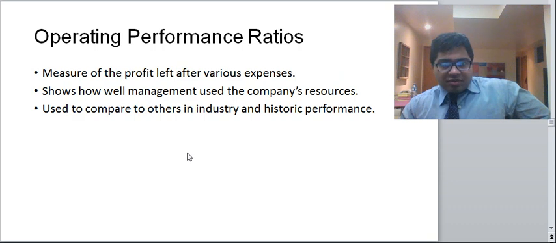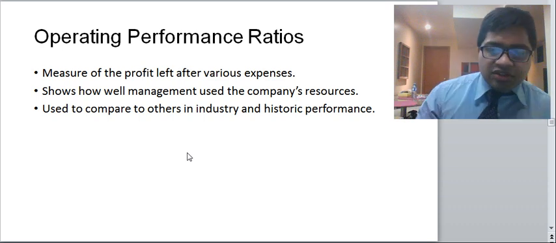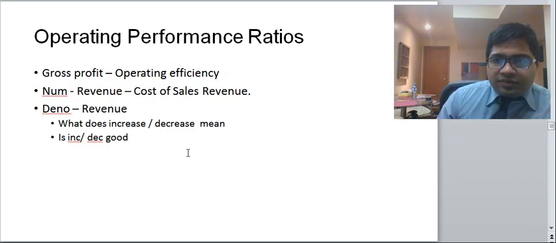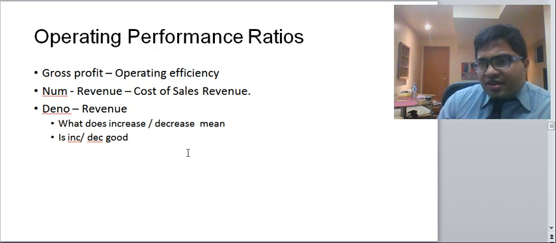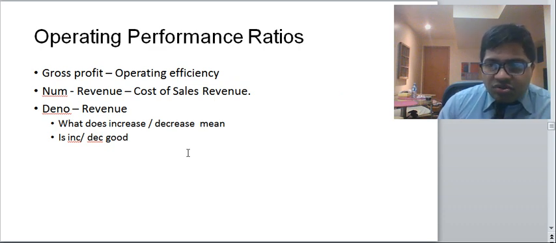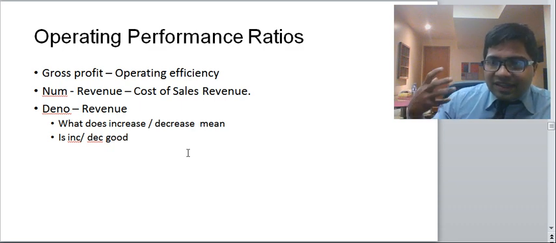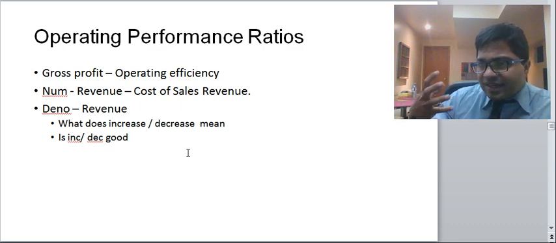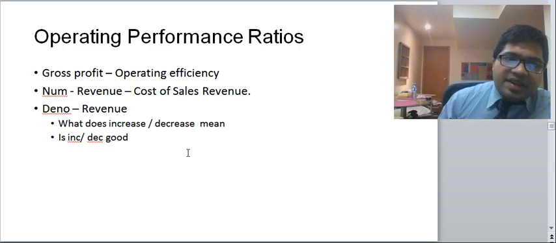Next is operating performance ratio. It measures the profit left after various expenses, shows how well the management used its company resources. It is used to compare to others in the industry and historic performance. So generally operating performance ratios measure the efficiency of a company to retain profits. So first is gross profit ratio, that measures operating efficiency. How efficient is the company in its operation? How much profits can it retain out of the sales that it makes?